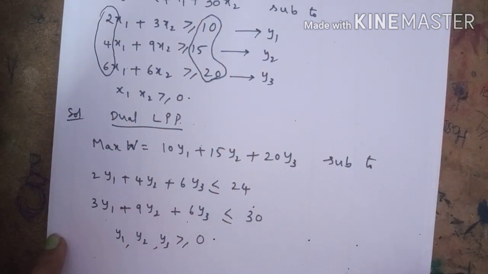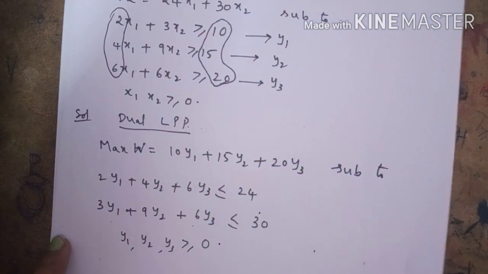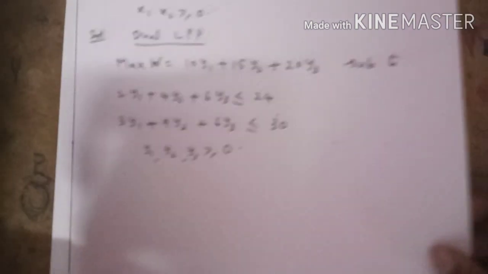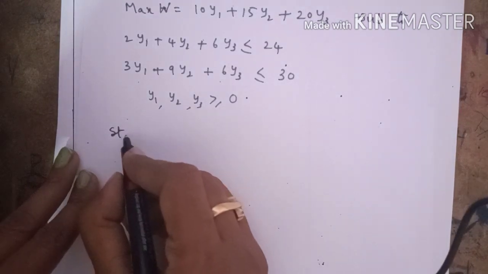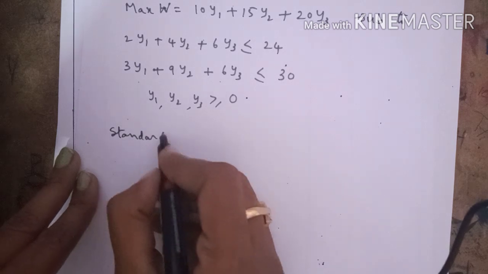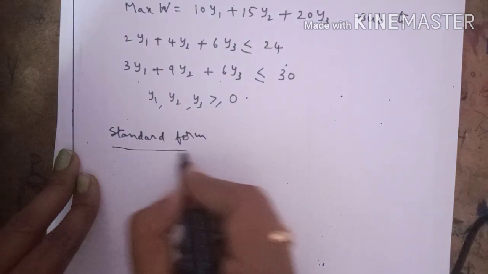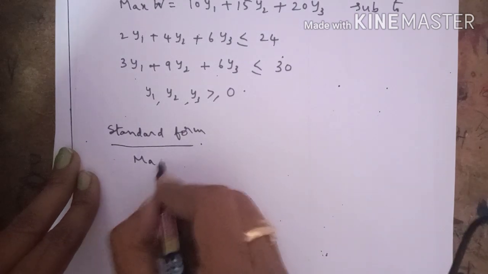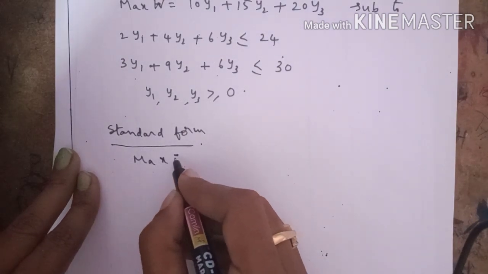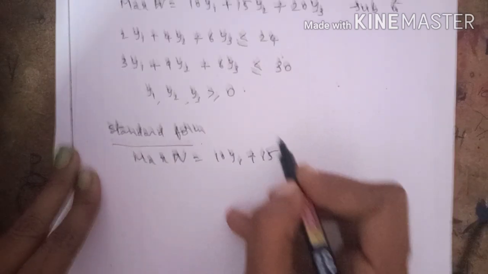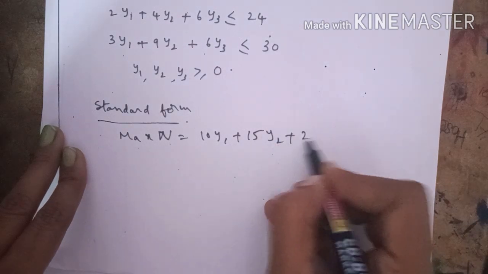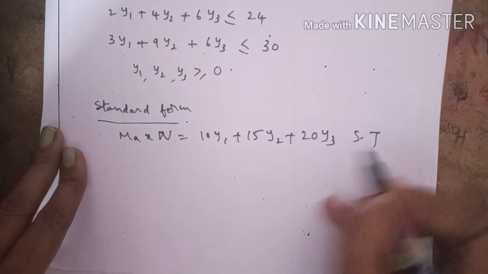Using this dual only, we will solve the problem. Now here how many variables are there? y1, y2, y3, 3 variables are there. We will convert this into the standard form to solve in the simplex method. The standard form is maximization w, keep it as it is, 10 y1 plus 15 y2 plus 20 y3 subject to the constraints.